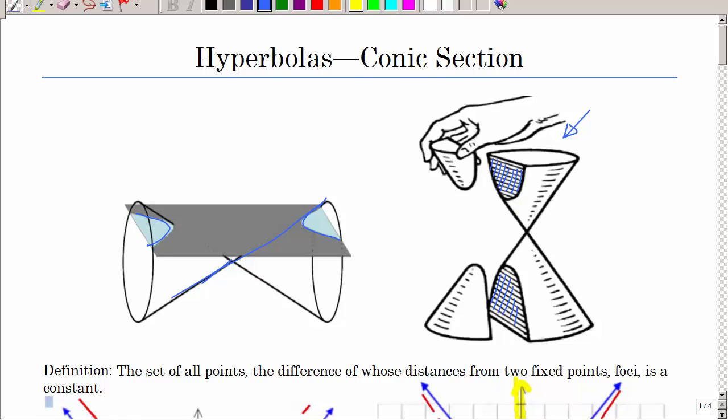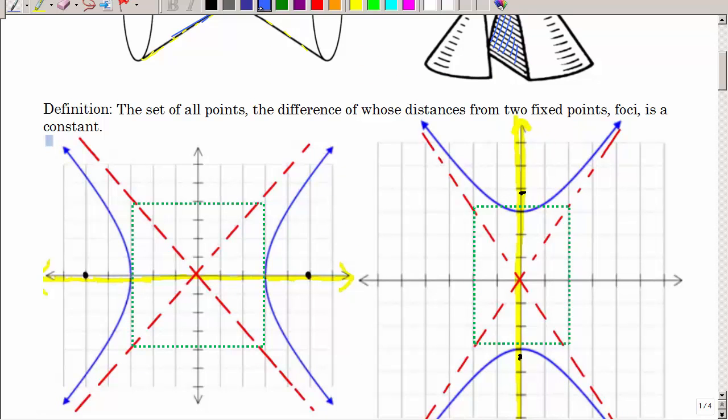Also what this shows you is that the sides of the cone are going to become our asymptotes in our figure, because this hyperbola approaches that side asymptotically. Let's look at the definition.